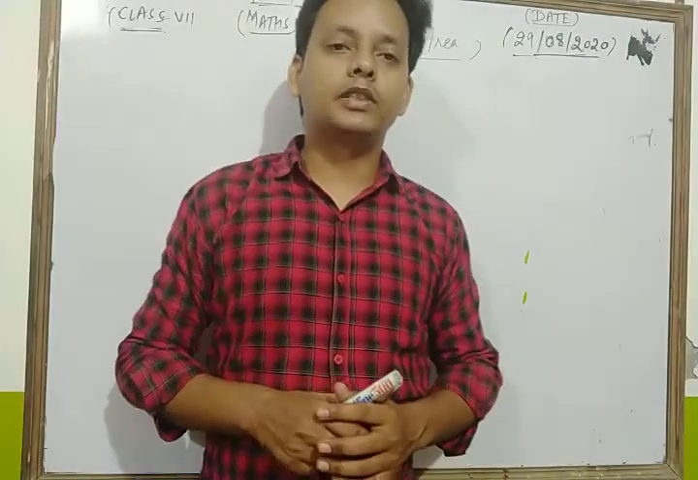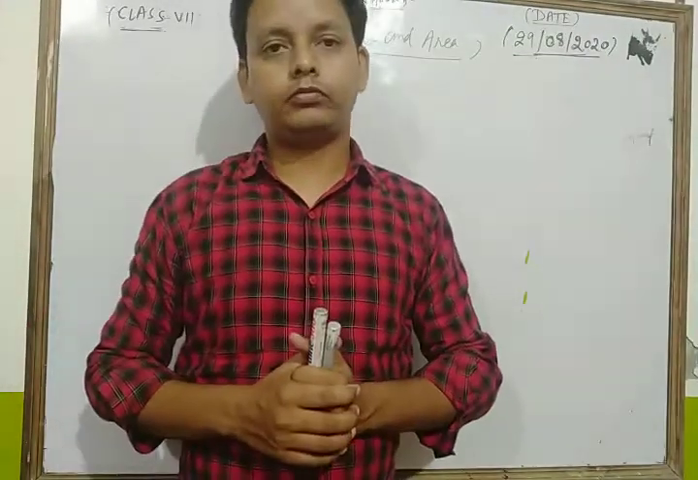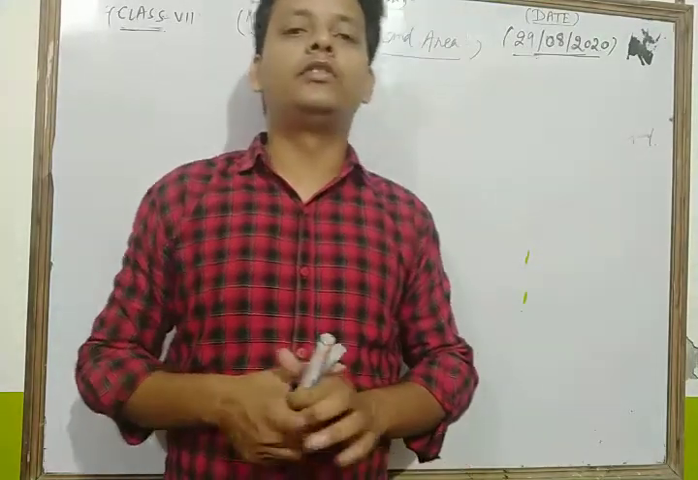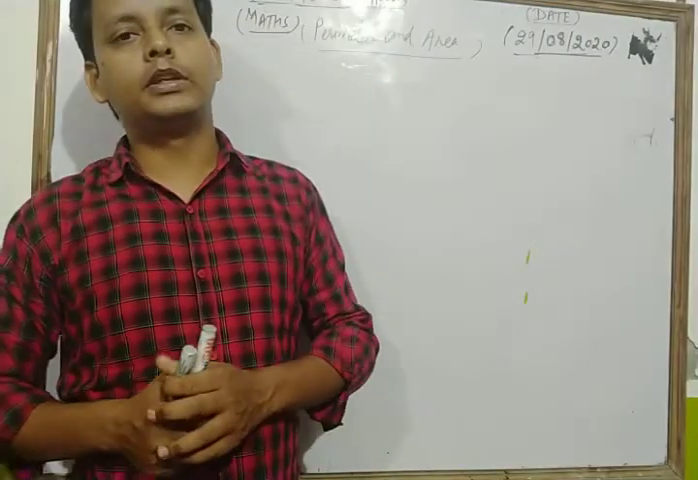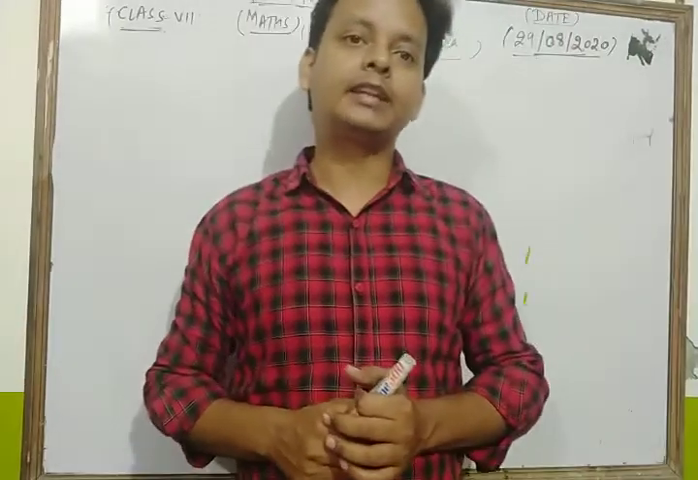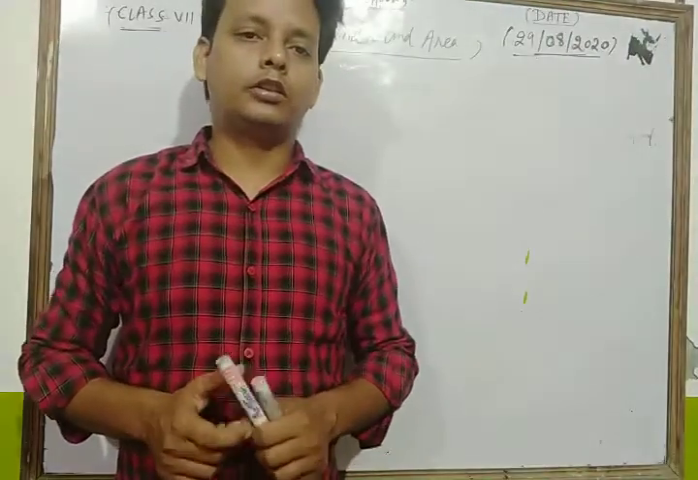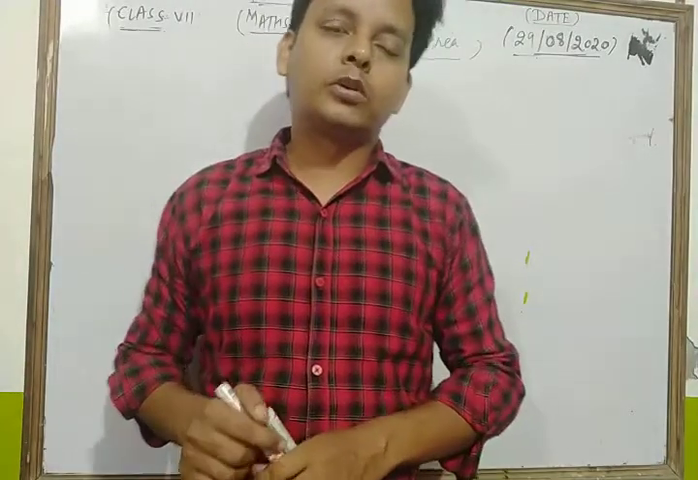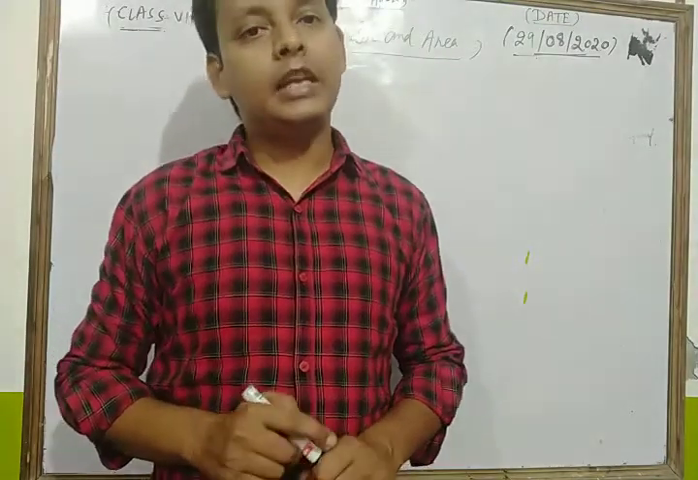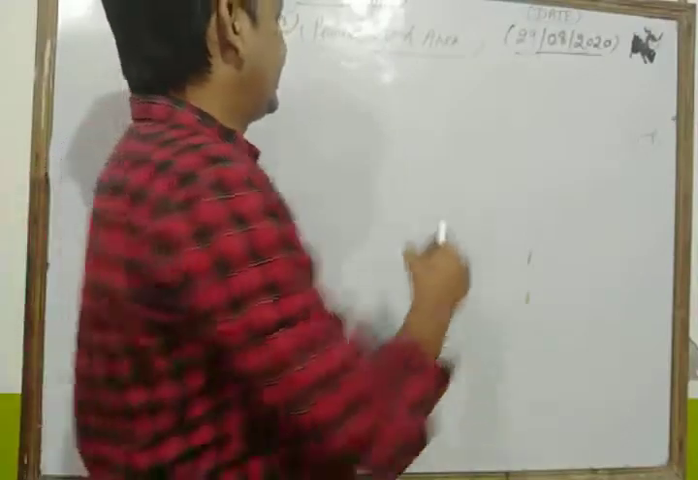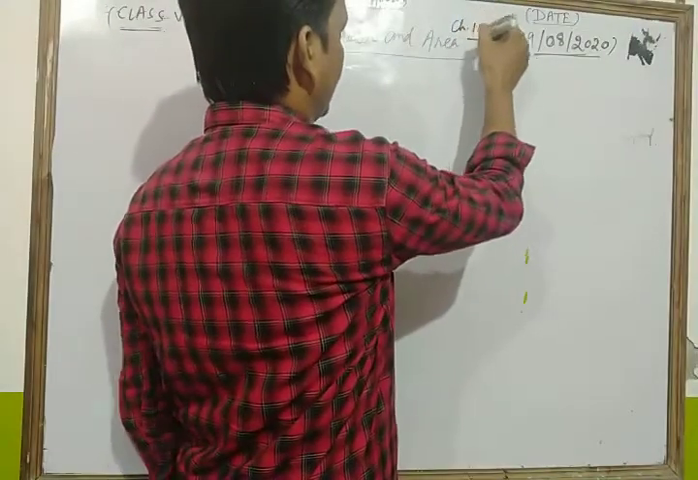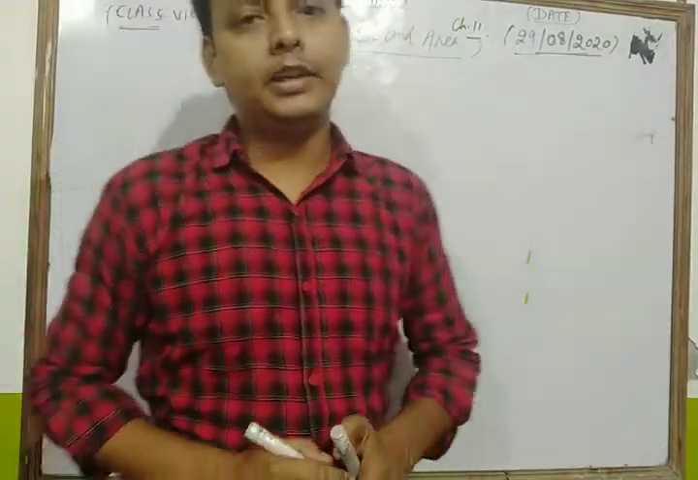Dear students, in the previous class we discussed the chapter on algebraic expressions, solved many questions and concepts of that chapter, and completed it. Today we are going to discuss chapter number 11, which is perimeter and area. This is chapter number 11, perimeter and area.